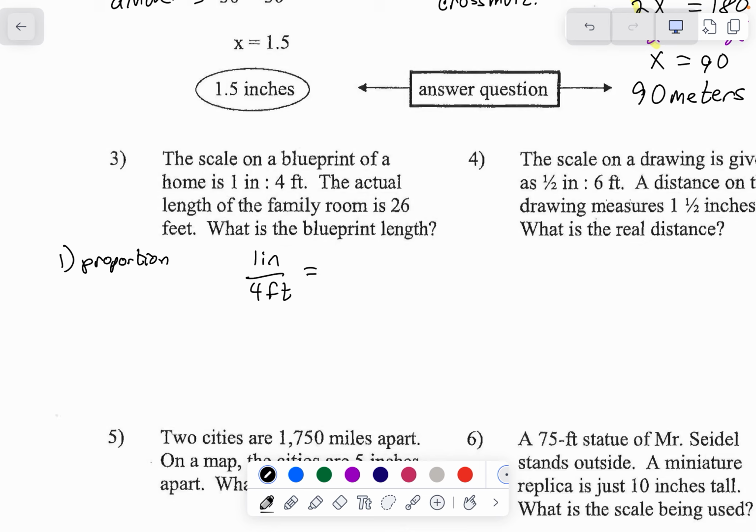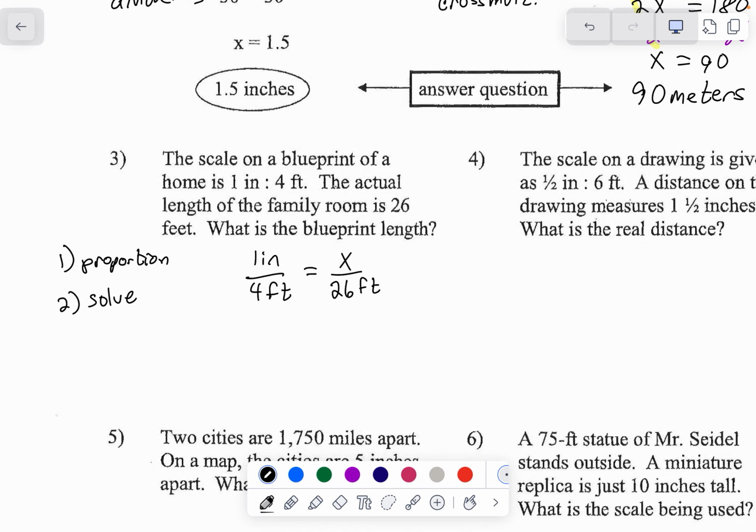The scale, the blueprint is the inches. The real length is 4 feet. So we know that this is the scale and this is the real. And the units match. It says the actual length of the family room is 26 feet. So where does that 26 go? Does it go on the top or on the bottom? It goes on the bottom, right? Okay, so our 26 feet goes here. We don't know this inches. You can put X inches or just X, that's fine. And then the second thing we're going to do is we're going to solve the math.